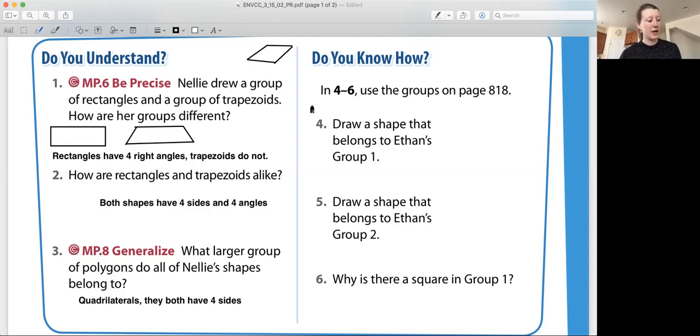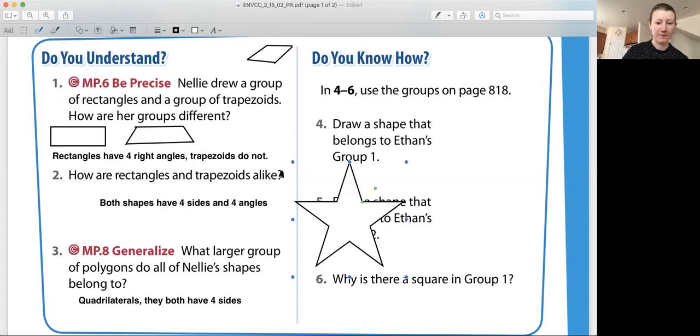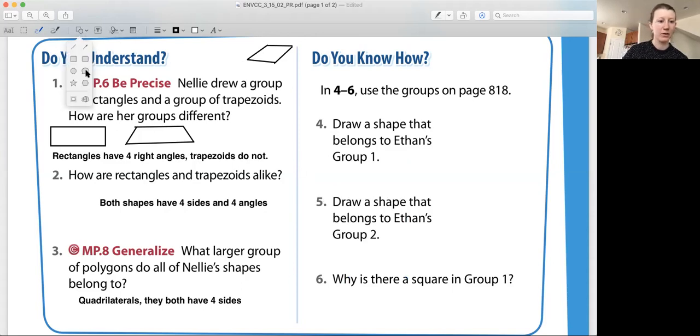We need to draw another shape that belongs to that same group. And if you remember about rhombuses, we learned that a rhombus is a parallelogram, which means that these two sides and these two sides need to be parallel to each other. I didn't do a perfect rhombus because look, these two sides aren't exactly parallel. So I'm going to try to draw a better one. And let's see if we can, nope, we don't want a star.